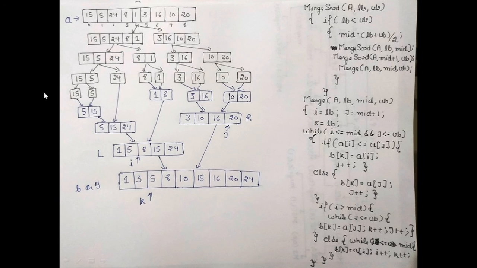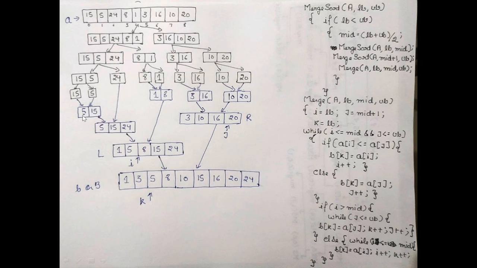We are going to compare the values of these two. Like in this case with 5, 15 and 24, the I will point to 5, the J will point to 24. These two values will be compared. 5 is less than 24, so the first value will be 5.